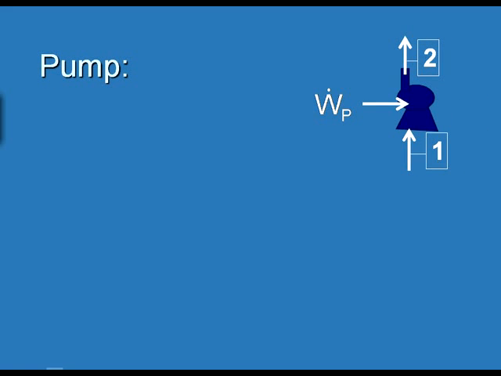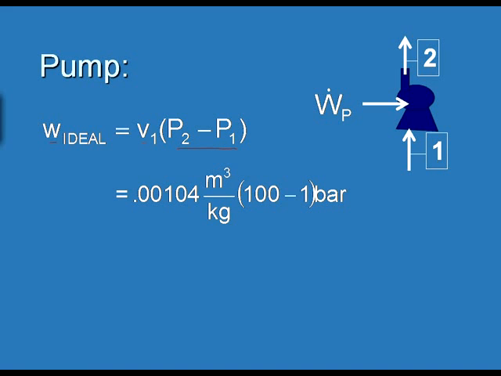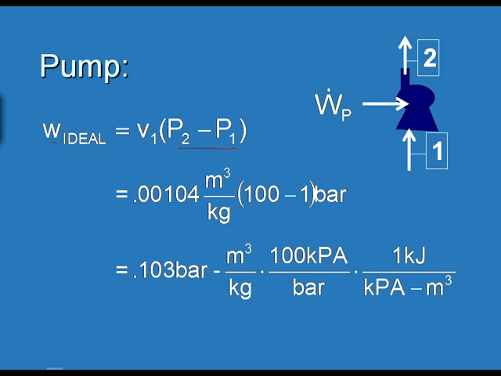First of all, we have our pump. And the ideal work for a pump, you recall, is the specific volume times delta P of the pump. This is work per mass. That's the ideal work for the pump. When we put in unit conversions, it comes out to a work of 10.3 kilojoules per kilogram.